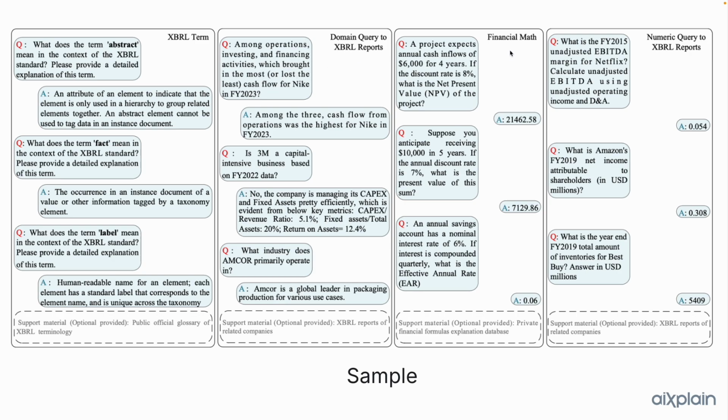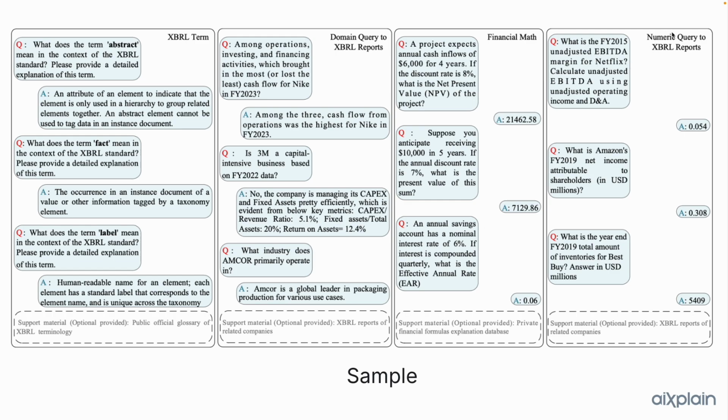The third kind of questions is questions that actually require knowledge of financial math, such as: a project expects annual cash flows of $6,000 for 4 years. If the discount rate is 8%, what is the net present value? So they expect the agent to answer this kind of questions.